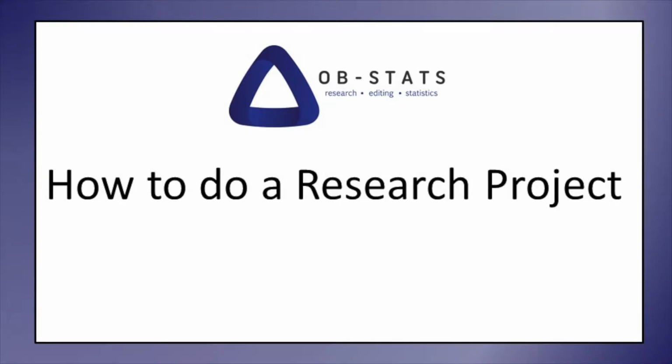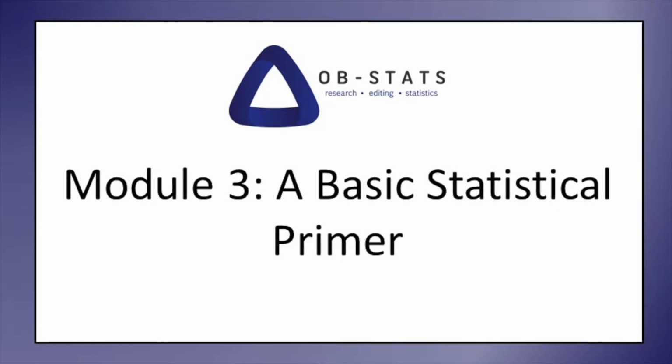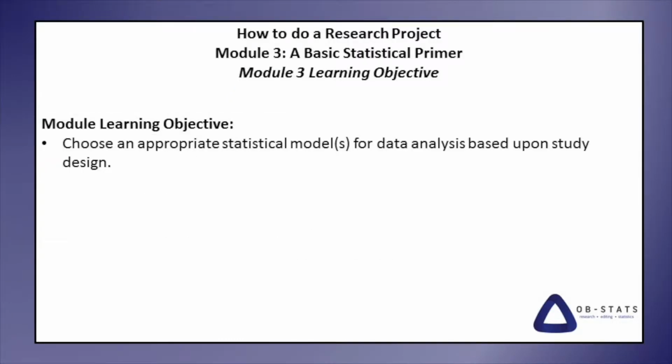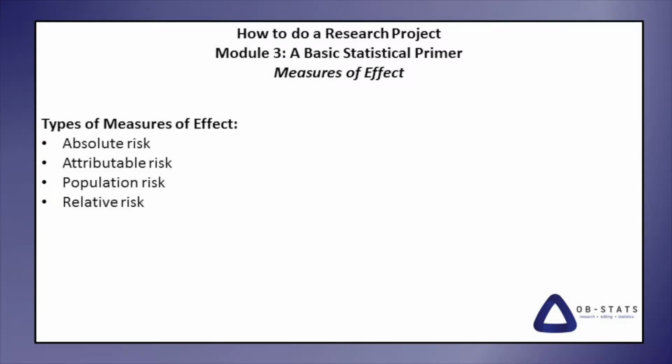How to do a research project. Module 3, a basic statistical primer. The third module in this course is a basic statistical primer. The learning objective for this module is to choose an appropriate statistical model for the data analysis based upon study design. There are 4 types of measures of effect.